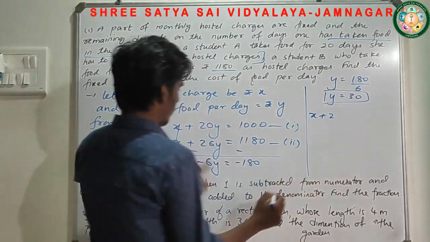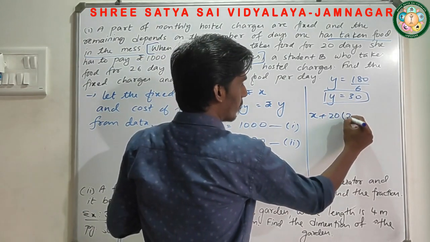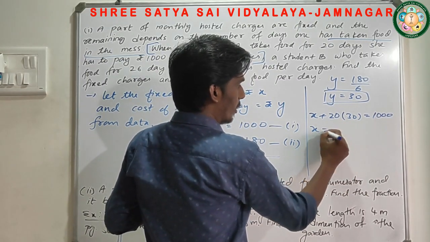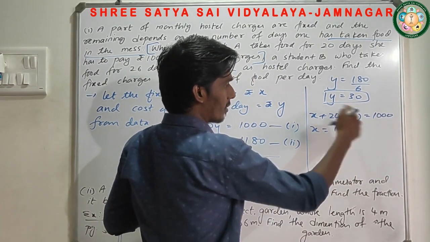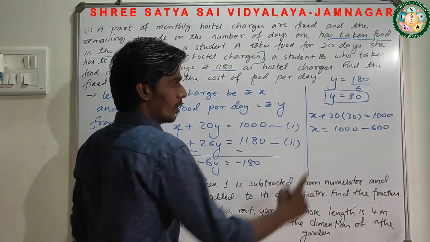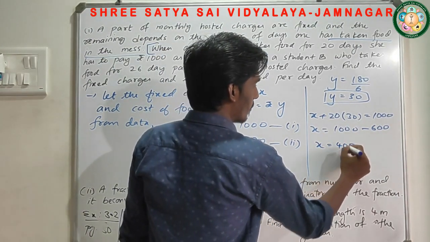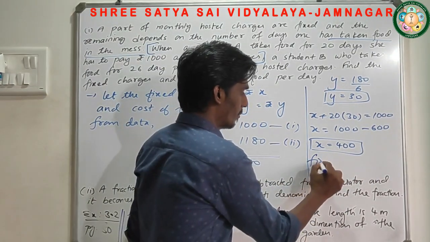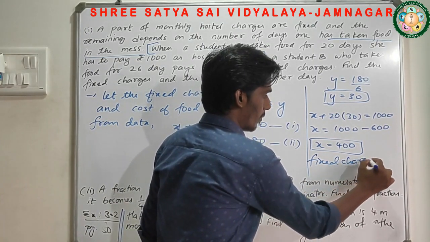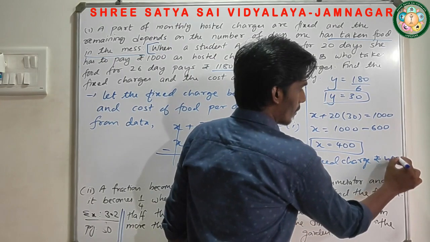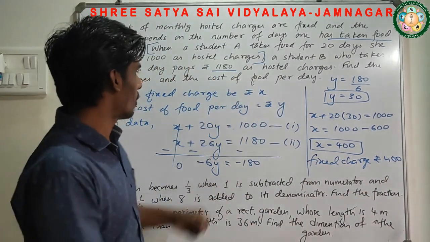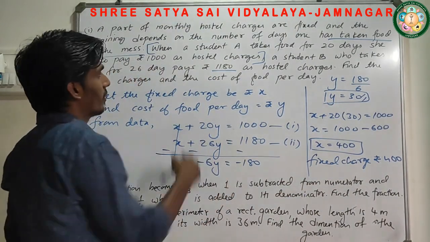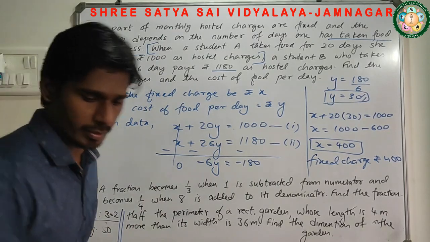So X plus 20Y, instead of Y put 30. X plus 20 into 30, 3 twos are 6, 600. So X equals 1000 minus 600. It means the fixed charge is rupees 400 and the cost of food per day is rupees 30. That statement also you have to write. This is the way we can do question number first of 3.5.